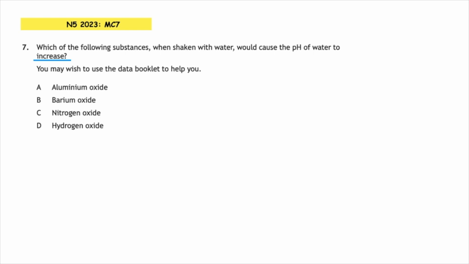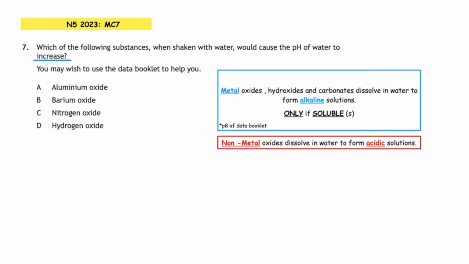Multiple choice 7, which of the following substances, when shaken with water, would cause the pH of water to increase? You may wish to use the data booklet to help you. So what we have to know is that metal oxides, hydroxides and carbonates can dissolve in water to form an alkaline solution, and that's only if they're soluble, whereas non-metal oxides dissolve in water to form an acidic solution. Remember, we want the pH of the water to increase, and bases have pHs greater than 7, which means C and D cannot be correct as those are non-metal oxides and would form acids.